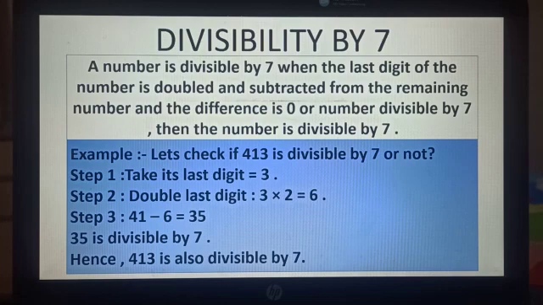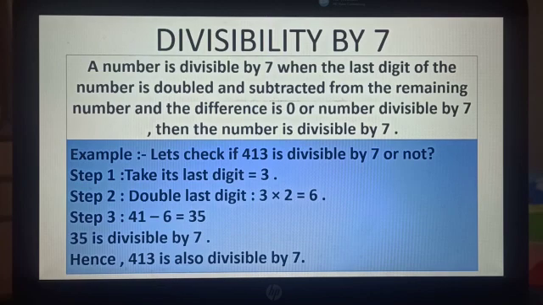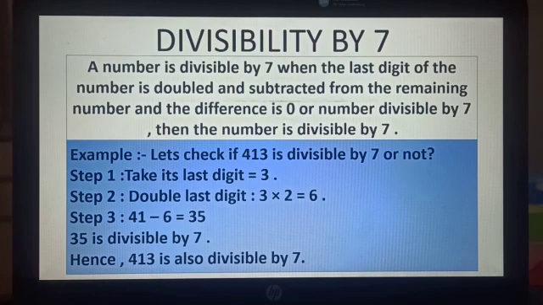Let us discuss an example. Let's check if 413 is divisible by 7 or not. In first step, take its last digit, that is 3. Now double this last digit. 3 multiplied by 2 is equal to 6. Now subtract this 6 from the remaining number. 41 minus 6 is equal to 35. Now 35 is divisible by 7. Hence 413 is also divisible by 7.